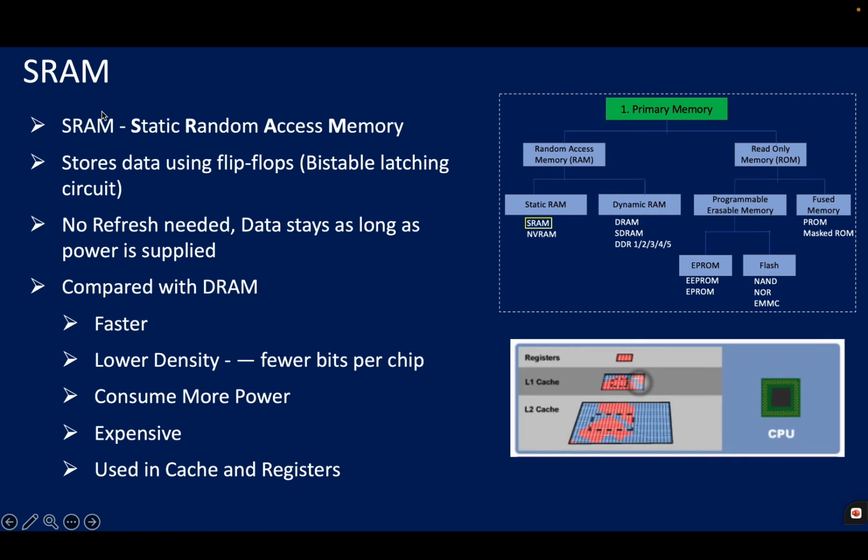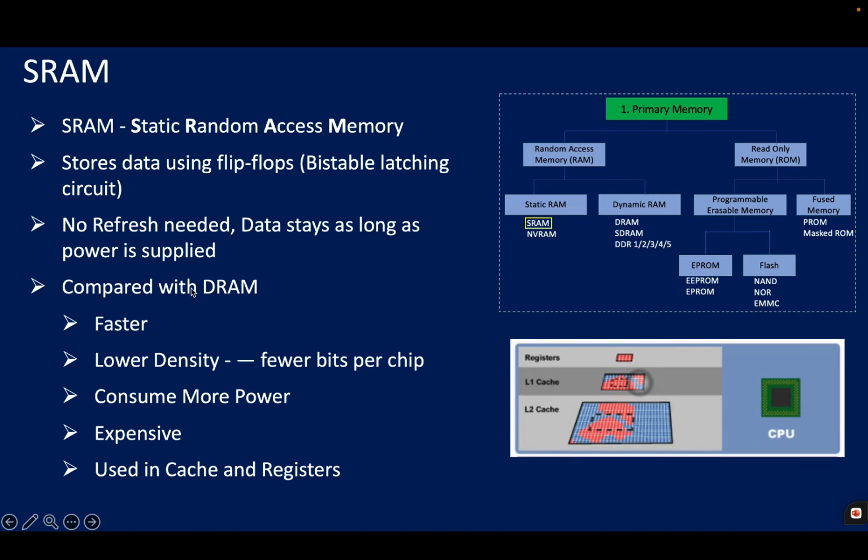The first one we are seeing is SRAM. SRAM stands for Static Random Access Memory. SRAM stores the data using flip-flops, also known as bistable latching circuits. This means that as long as the power is supplied, the data remains stable. There is no need for refreshing, unlike DRAM.